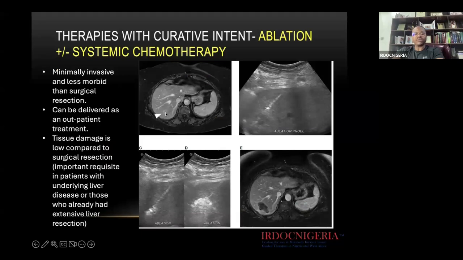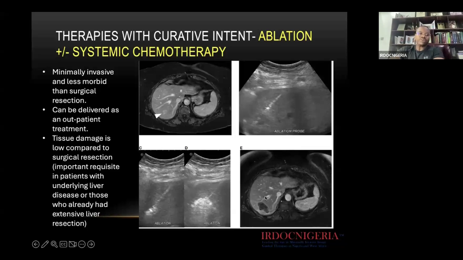Basically, this is a lesion in the liver from a colorectal cancer metastasis. We brought in a probe from the skin using ultrasound targeting into the lesion, and you turn on the machine. And when you turn on the machine, what you see is this cloud that develops, and it's just tissue boiling. And this is the pre-MRI in this patient. This is the post-MRI in this patient.